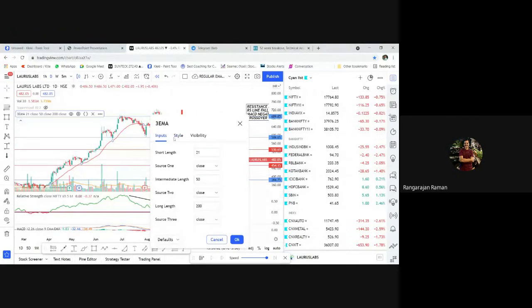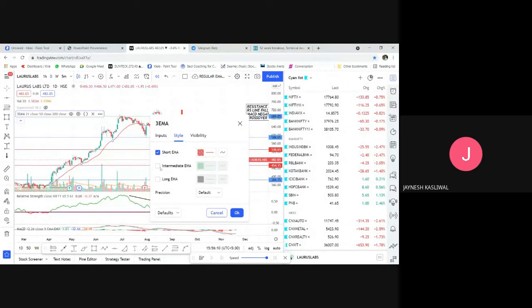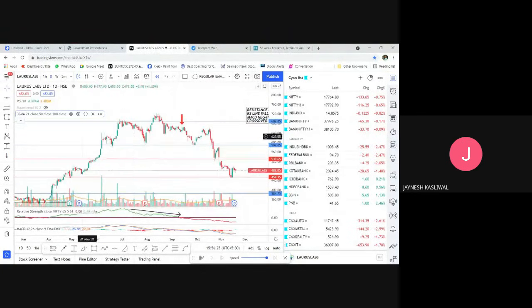Sorry, I'm not interested. Please. Settings में जाकर 21, 50 और 200, whatever that you want to apply. और अगर आपको visibility check करनी है तो you can select the visibility, or if you want to see only 21 in a chart, only 21 should be visible. So just click on this. If you want to see only 200, just click on this. Accordingly you can see that.